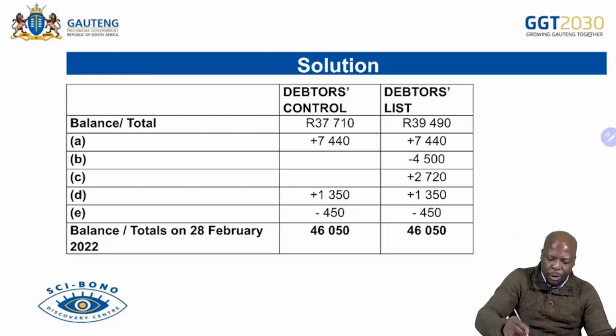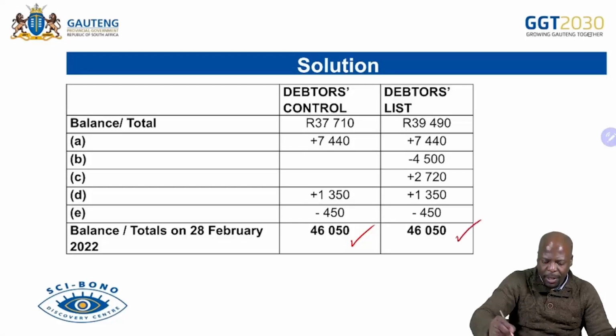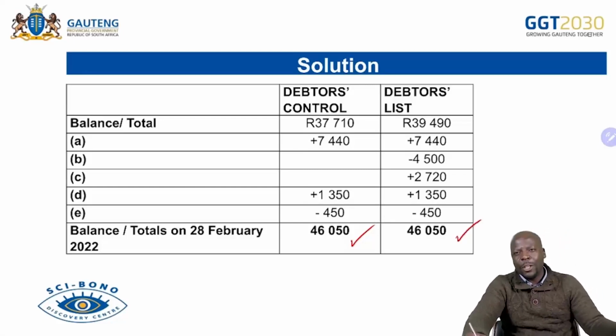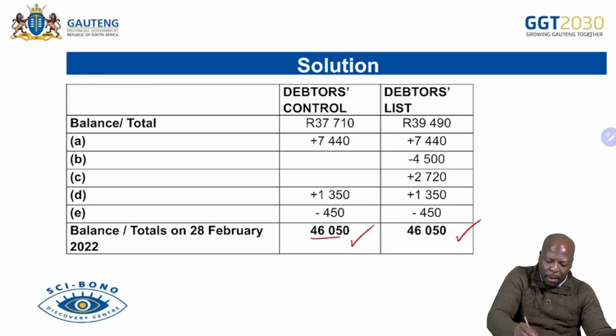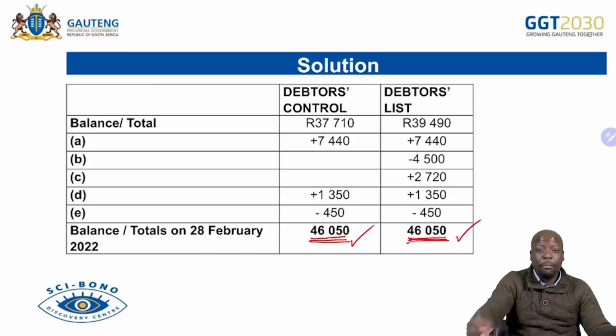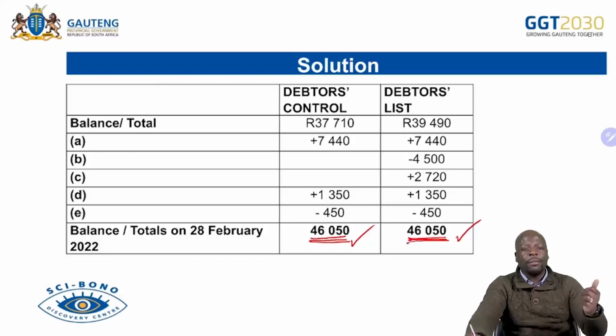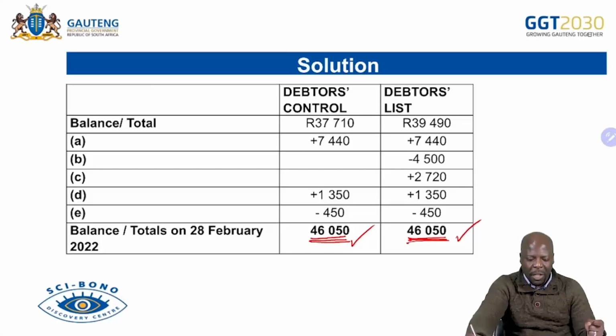And then my debtors control will now total 46,050. All right, and my debtors list 46,050. Why should the two agree? Why should the balance of the debtors control be 46,050 and that of the list be 46,050? Because they are created from the same set of information, and the debtors control is a summary of the debtors list.